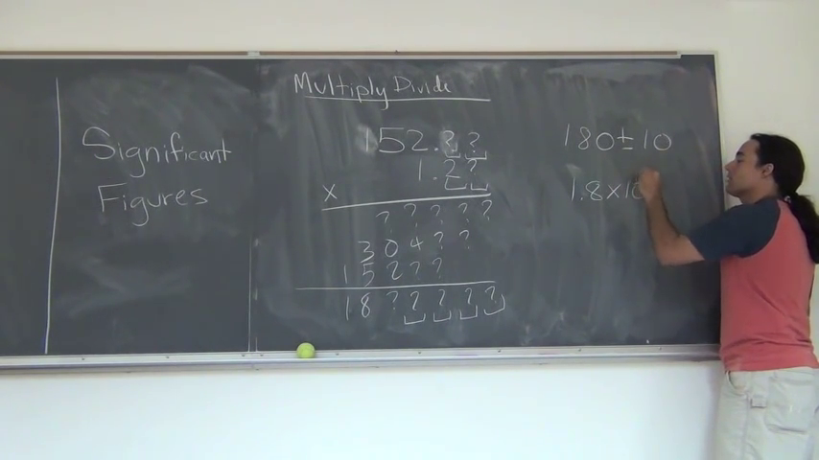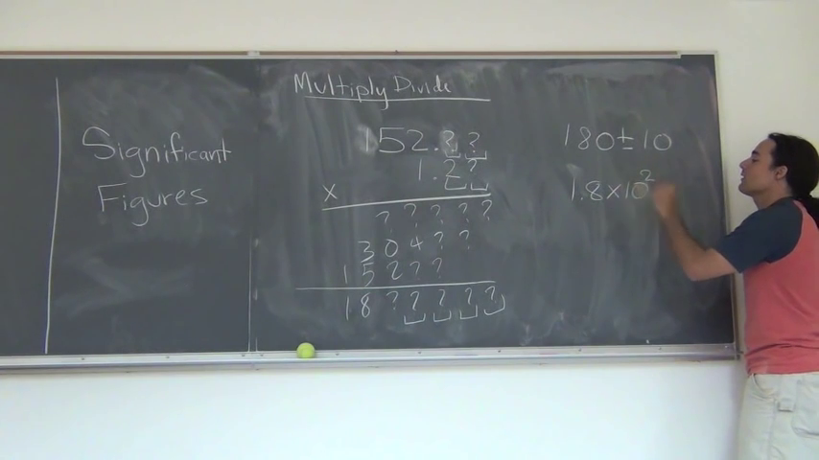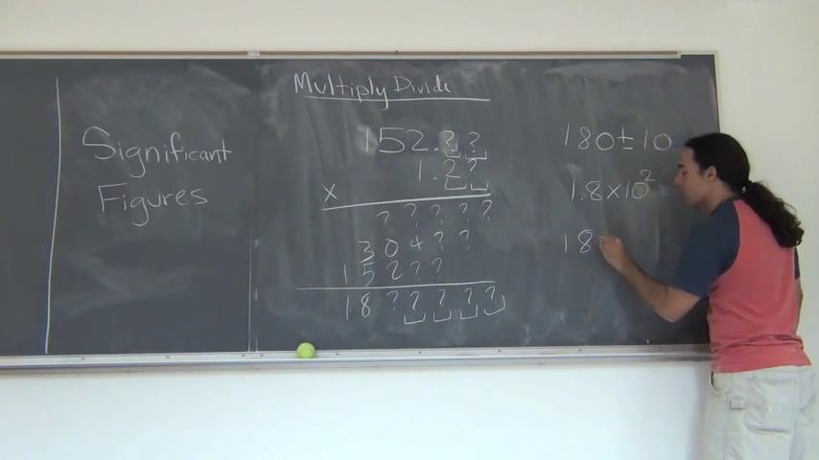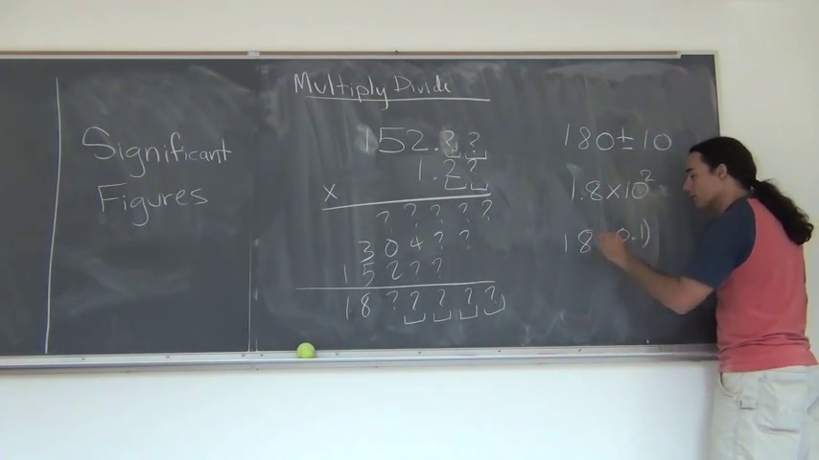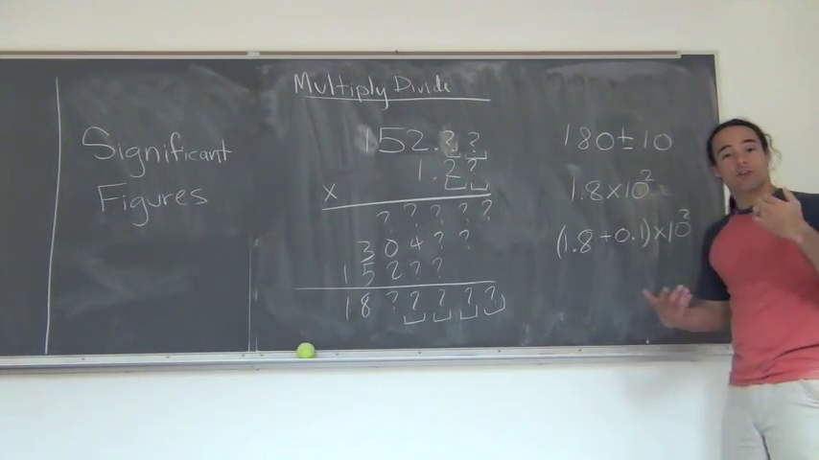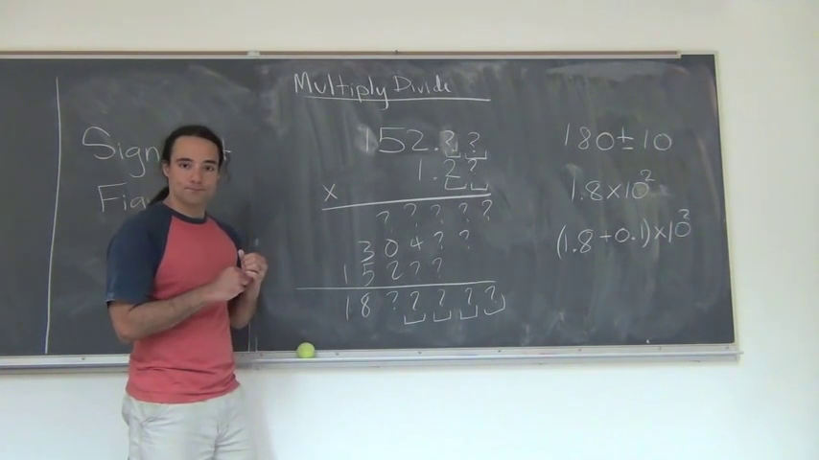1.8 times 10 to the 2 tells me the number of significant figures that I have. If I want to put my uncertainty in there, I could write this as 1.8 plus or minus 0.1 times 10 to the 2. Again, I'm just multiplying the uncertainty by 10 to the 2 as well.